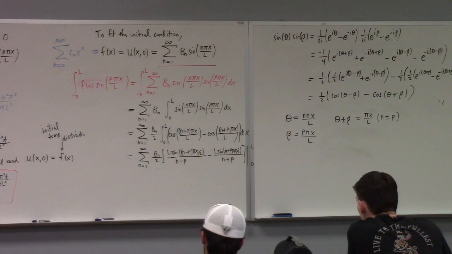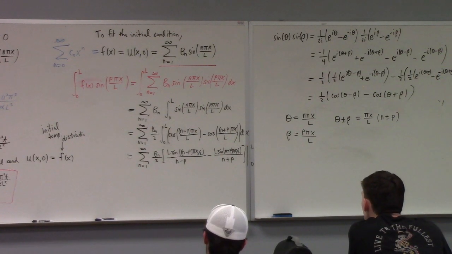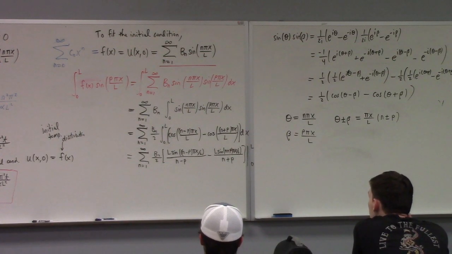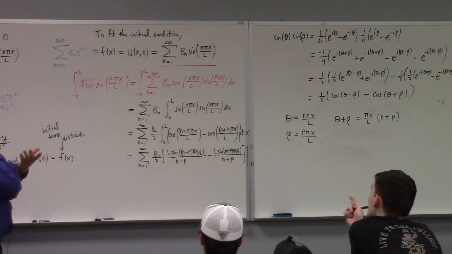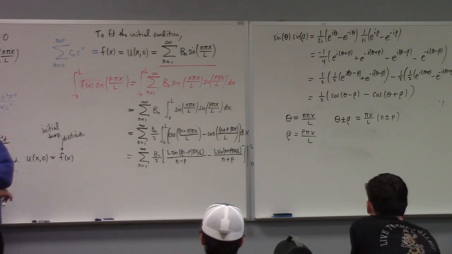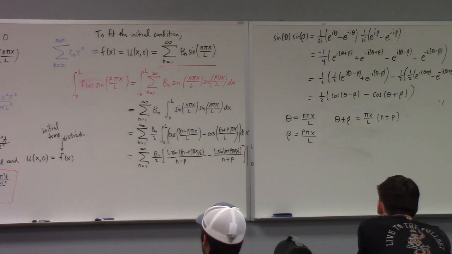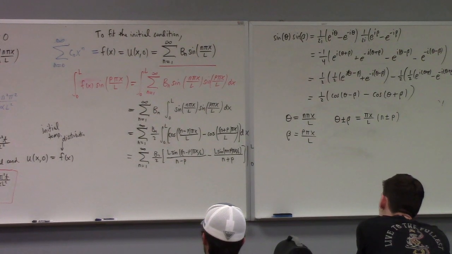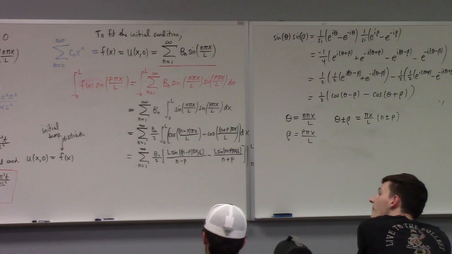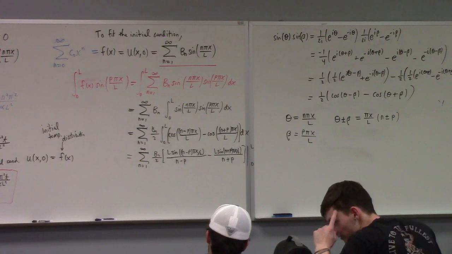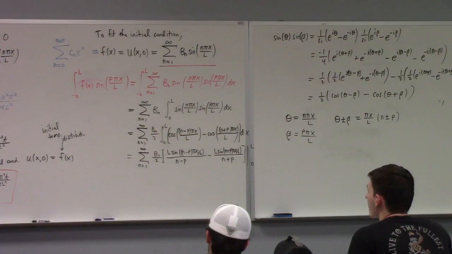What happens? We get sine of pi times n plus p, or sine of n minus p times pi. That's an integer multiple of pi. Sine of an integer multiple of pi is 0. Both of these are 0, right? Looks like everything's 0. I guess Fourier's didn't work, did it?